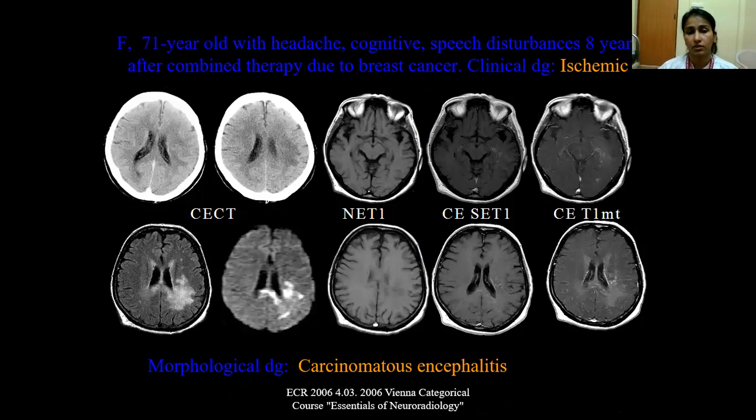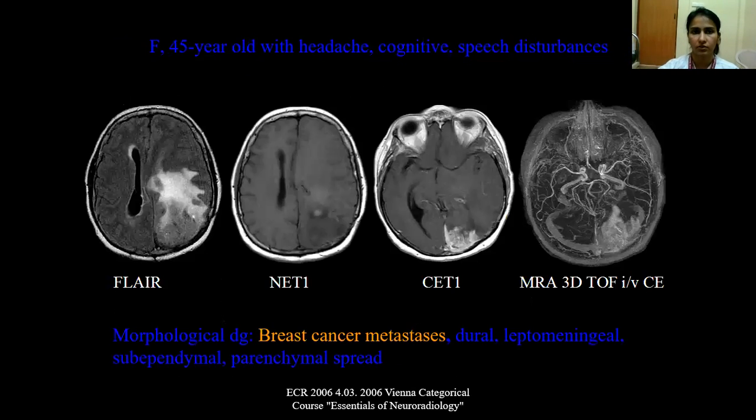Now this was again a case of a 71-year-old female with headache, cognitive and speech disturbances, 8 years after combined therapy, and the primary was diagnosed as breast cancer, and the clinical diagnosis was ischemic. So the morphological diagnosis: carcinomatous encephalitis.